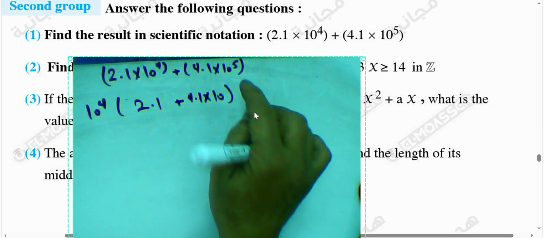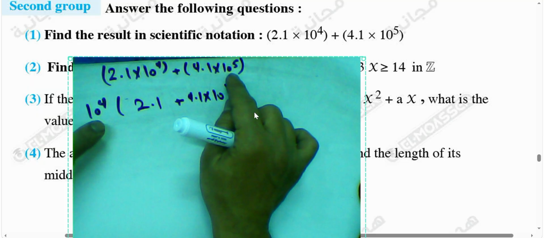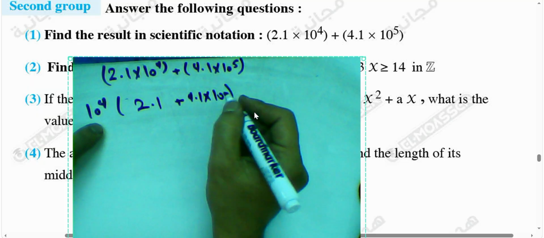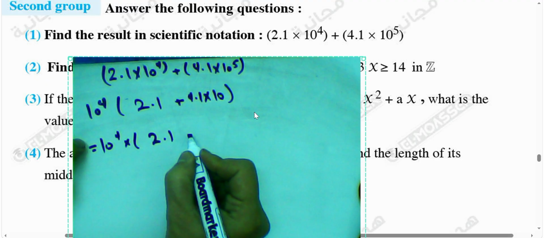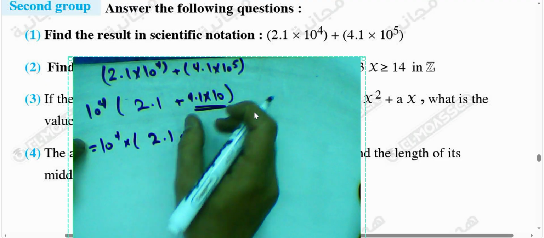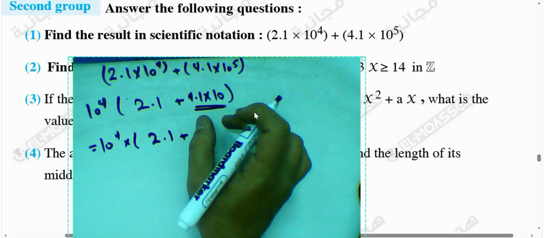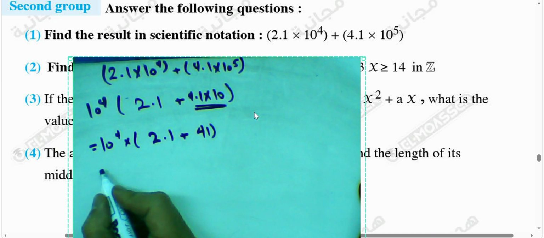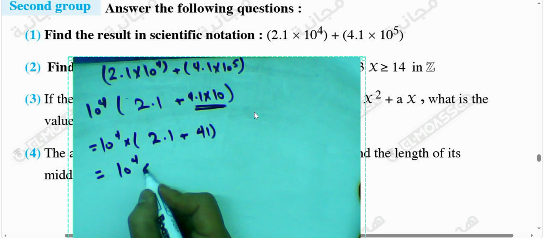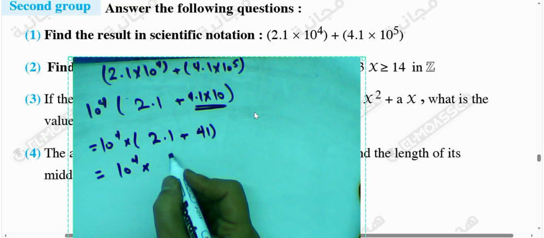by 10. Divide, cancel. 10 power 5 divided by 10 power 4 will be 10 power 1. And then write 10 power 4 product by 4.1 times 10 plus 2.1. You must find the result of multiplication first. 4.1 times 10 will be 41. Then you can write 10 power 4 product by 41 plus 2.1.